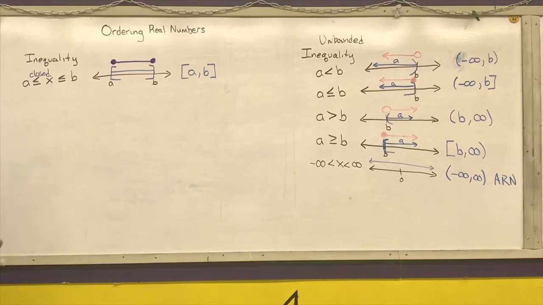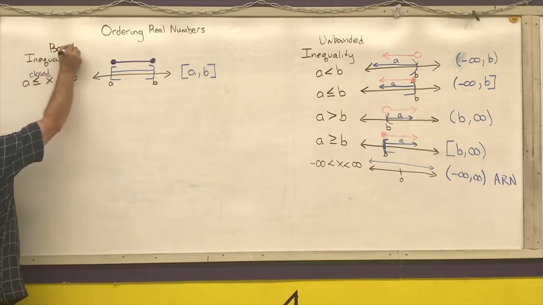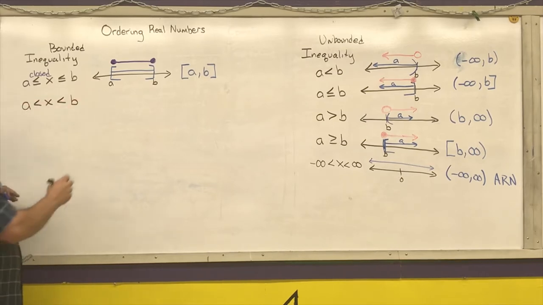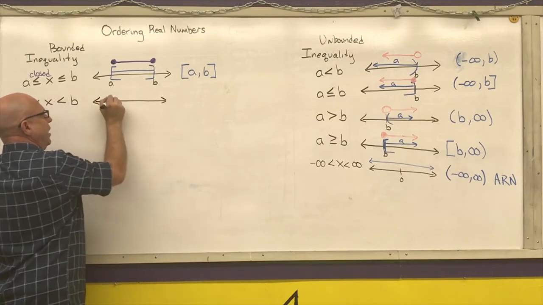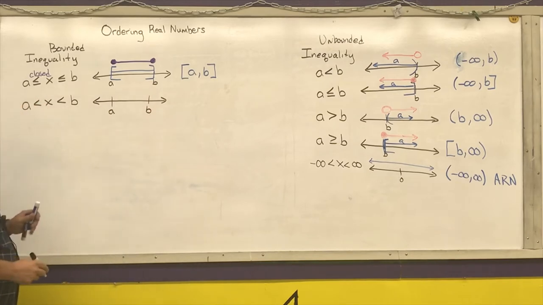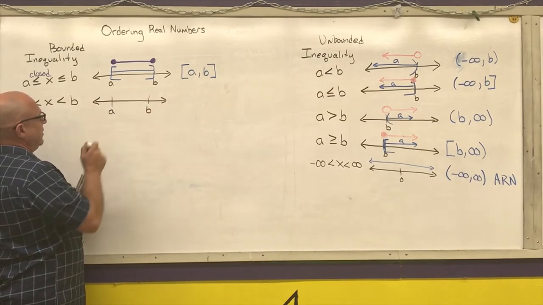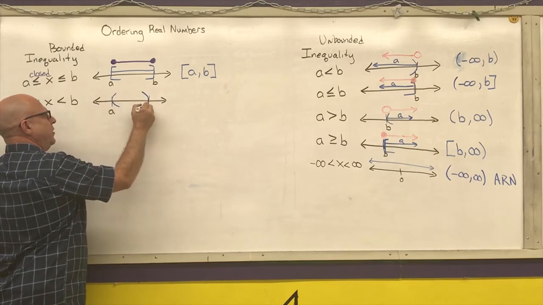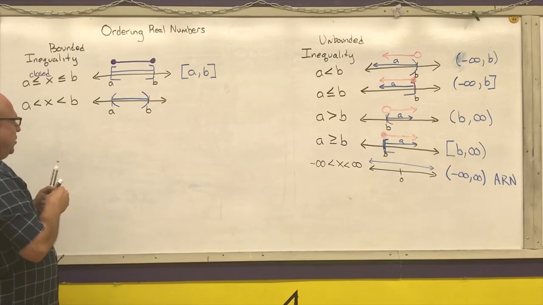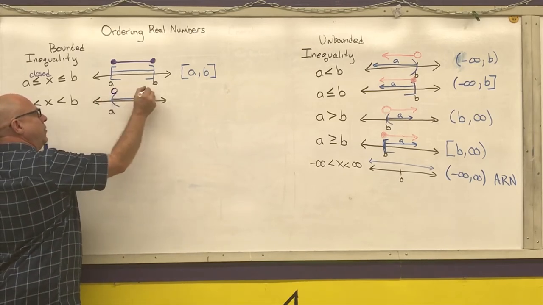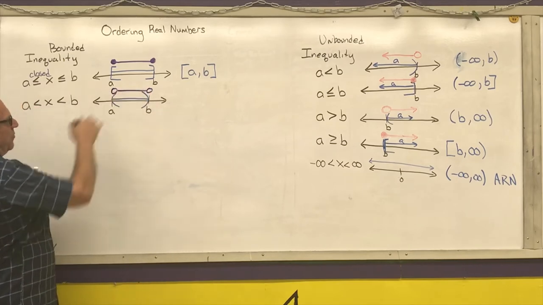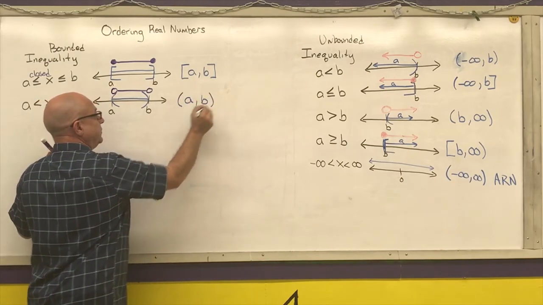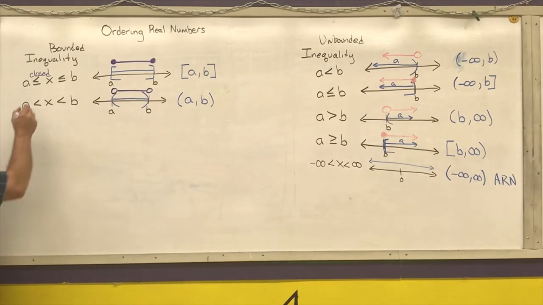The next bounded interval is A is less than X, which is less than B. I have my two numbers, A and B, and my X is anything between A and B, but not A or B at all. So I use my round parentheses, or alternatively, holes on both sides, where my X is represented by that line. My interval notation would be (A, B).